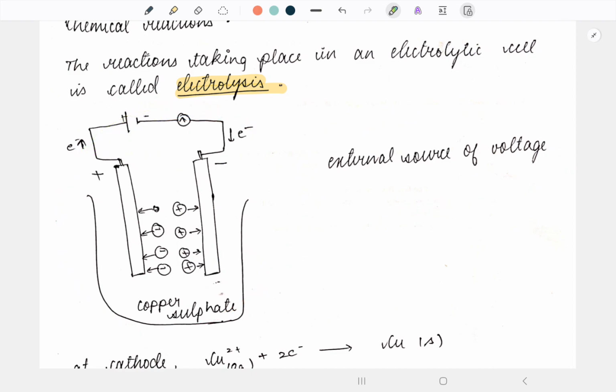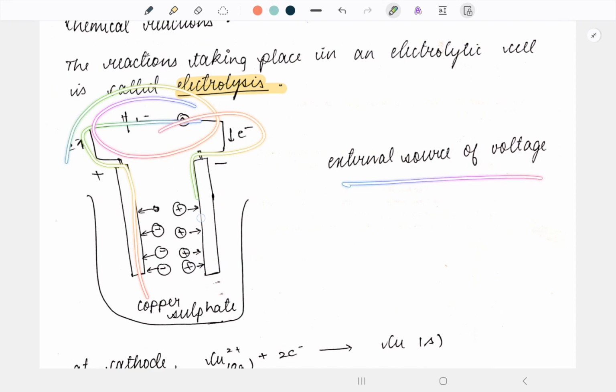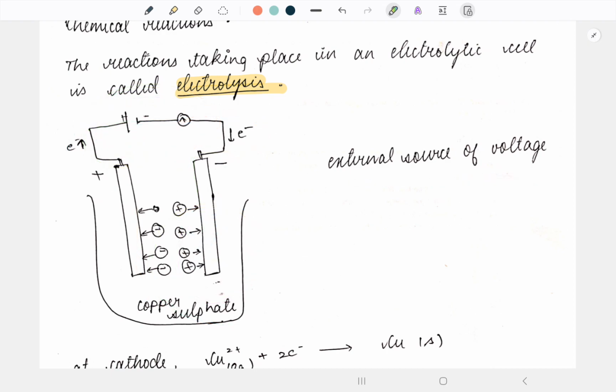chemical reaction. One of the simplest electrolytic cells consists of two copper strips, which are acting as anode and cathode, which will be dipped in an aqueous solution of copper sulfate. So the diagrammatic representation is as follows. From the anode the electrons will move and they'll pass through the external source of voltage and then will again come and deposit at the cathode.